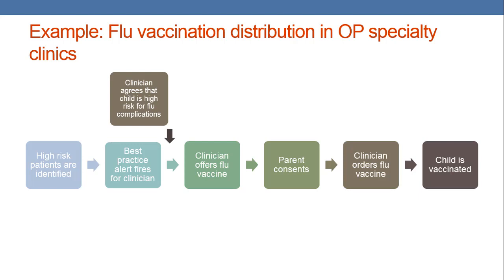So one of the things we didn't expect is that the clinician initially didn't agree. Clinicians had problems with the kids that were identified as high risk by our best practice alert. This problem was solved by providing some training and showing them the connection between the CDC guidelines and the clinical guidelines we put in place. So that was something we could address relatively quickly.